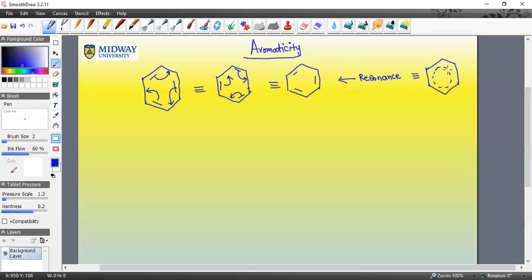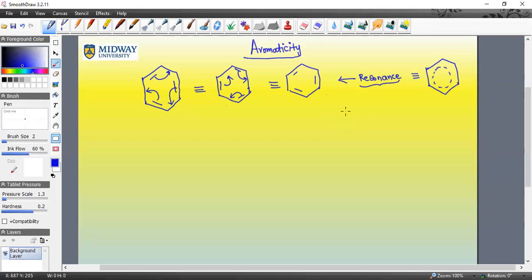So typically what you do is you draw a circle with dotted lines indicating that there's a chance that these bonds move around, so it exists in one of the two forms. And that's a very, very important quality for a molecule to be aromatic, or at least one of the qualities, which is the concept of resonance.